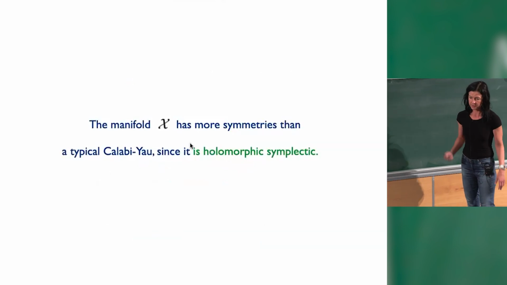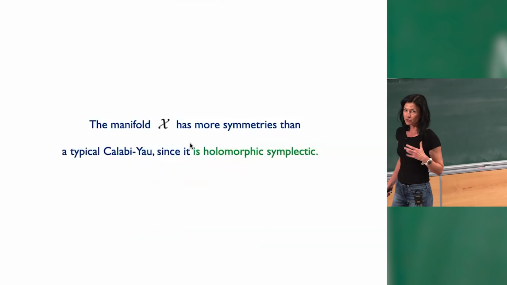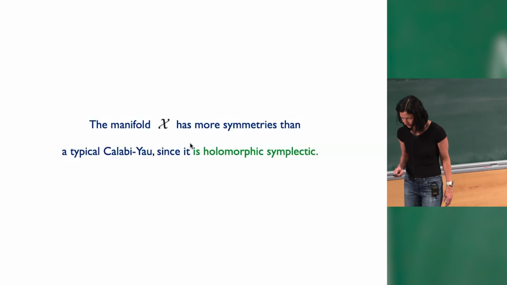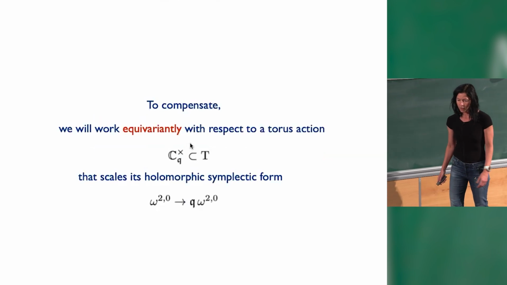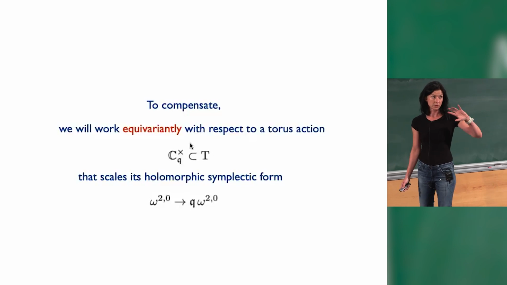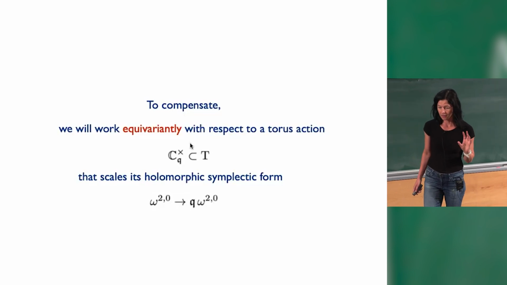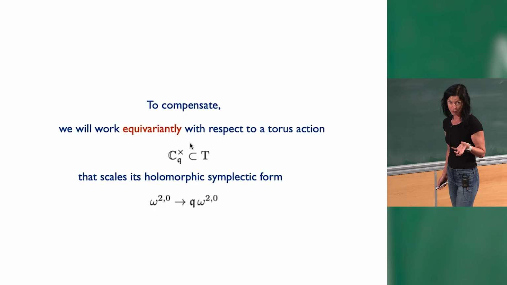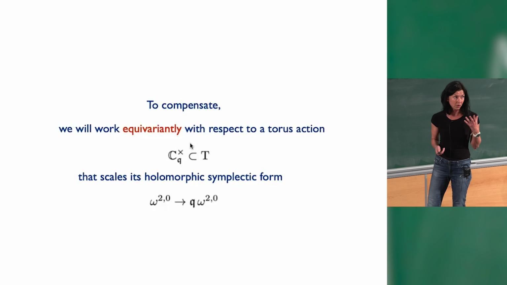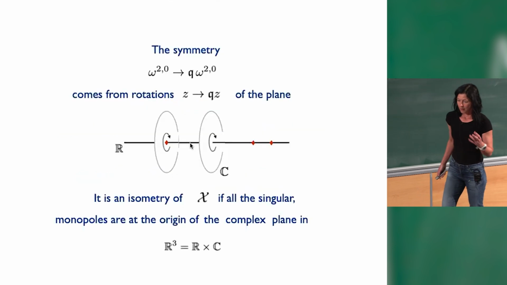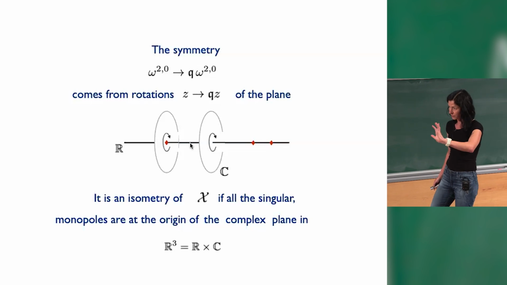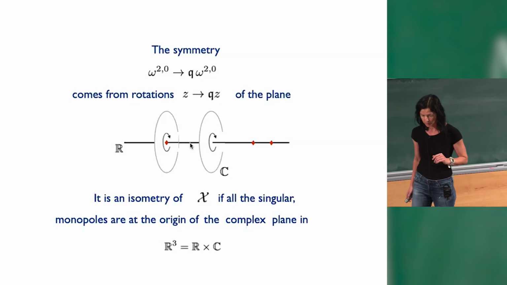So it's certainly well known to mathematicians. The manifold X now is not your typical Calabi-Yau because it has more symmetries. X is holomorphic symplectic. So we'll destroy this extra symmetry by working equivariantly with respect to the C star action that scales its holomorphic symplectic form with weight Q. That Q will be the same Q of quantum groups. That symmetry comes from rotations of this complex plane in R3, again, viewing X as the moduli space of monopoles.